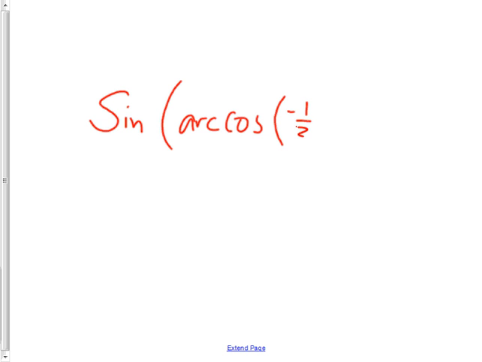So let's try a sine of the arc cosine, which is the inverse cosine, of negative 1/2. That is a pretty normal-ish nested inverse trig question.